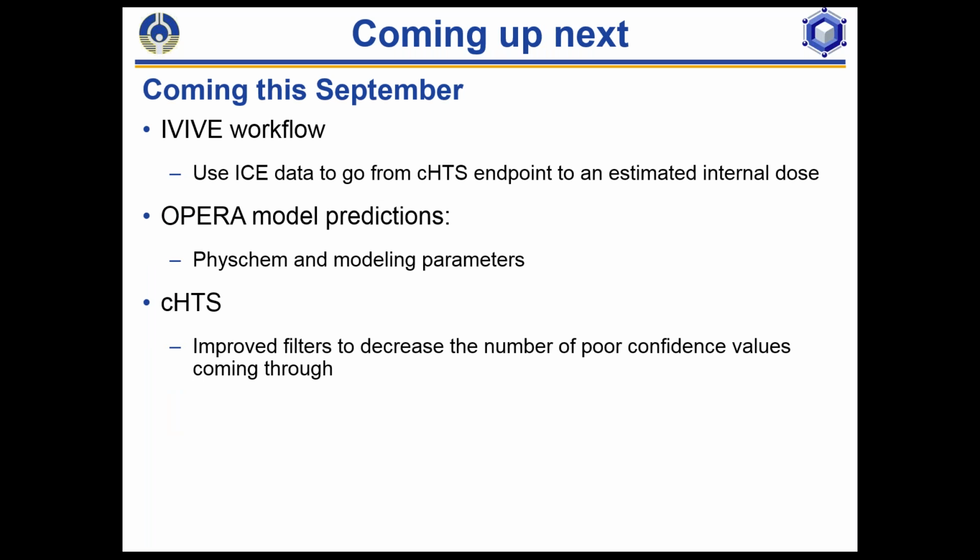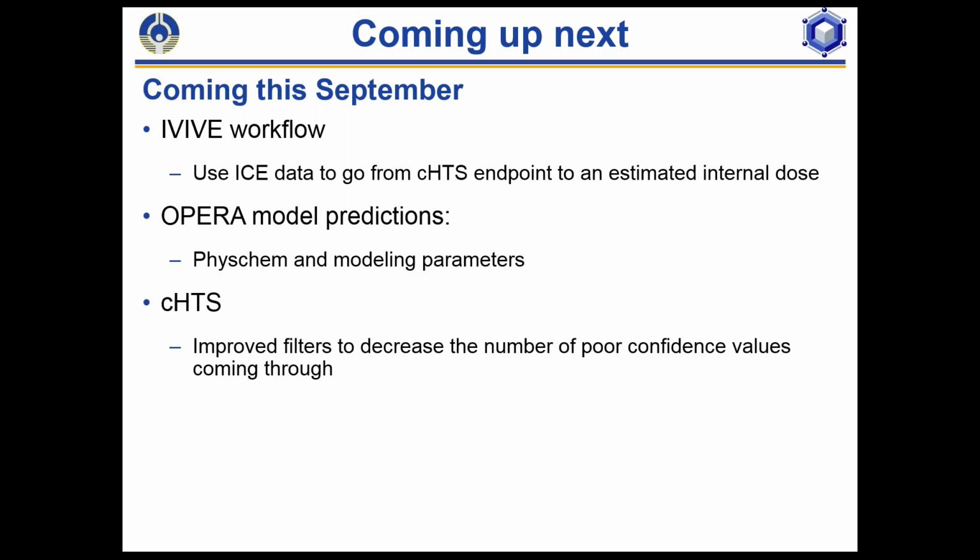So coming up next in September, which I'm realizing is a week away, and so this will likely be right around the ASCCT annual meeting, you'll have on the public site the IVIVE workflow. This allows you to use an ICE query and endpoints in vitro assays from the cHTS collection and be able to estimate an internal dose. It's a simple one compartment model. OPERA model predictions for PhysChem in some of the modeling parameters, and then improved cHTS.